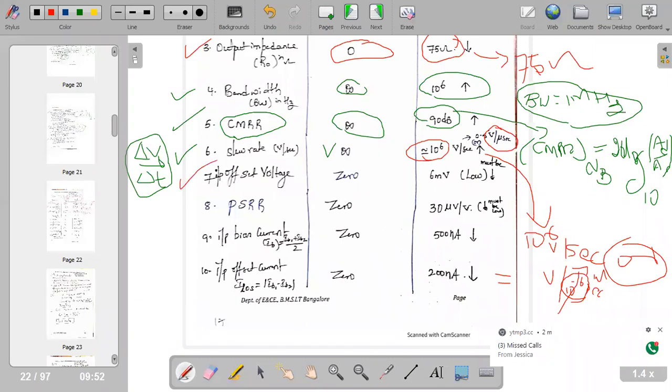So again, input offset voltage. Input offset voltage should ideally be 0 value, and for a practical op-amp it is a very small value, that is 6 millivolt.